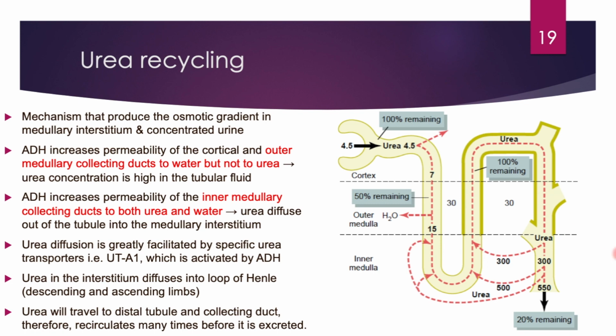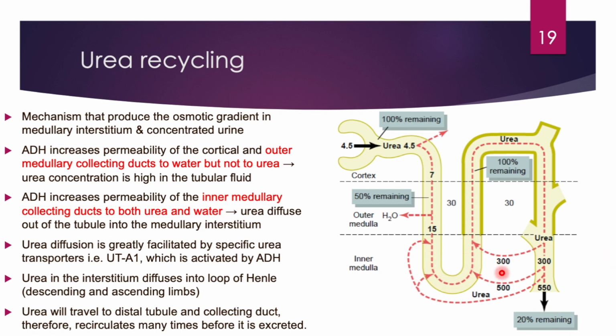However, ADH increases permeability of the inner medullary collecting duct to both urea and water. So here, urea diffuses out of the tubule into the interstitium. This diffusion of urea is facilitated by specific urea transporters, which is UT-A1, that is activated by ADH. Because urea concentration is high in the interstitium, it will diffuse into loop of Henle, both descending and ascending limb.